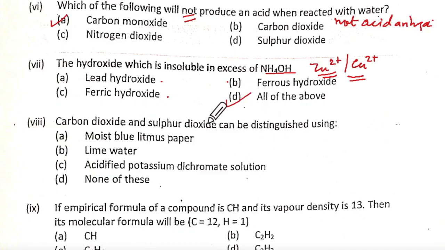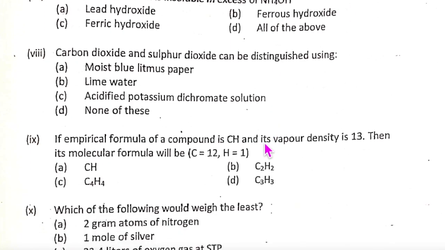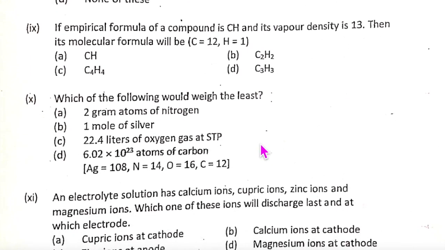Carbon dioxide and sulfur dioxide can be distinguished with acidified dichromate solution, correct? Because with SO2 it will turn from orange to clear green, and with CO2 there will be no reaction.